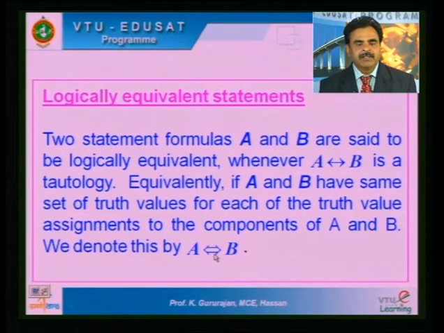So, we use this symbol. This symbol stands for what? A is logically equivalent to B, or B is logically equivalent to A. One can interpret the same in the following way. If A and B have the same set of truth values for each of the truth value assignments to the components of A and B, then we say that A and B are logically equivalent. Understood the definition of logical equivalence?